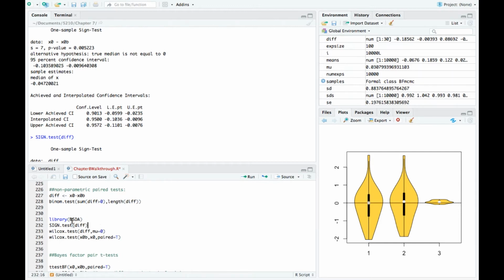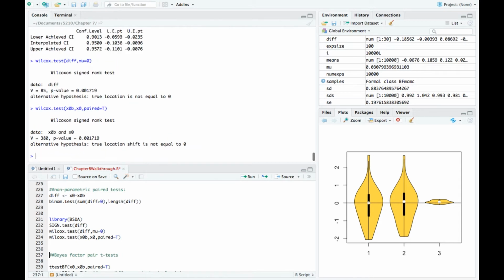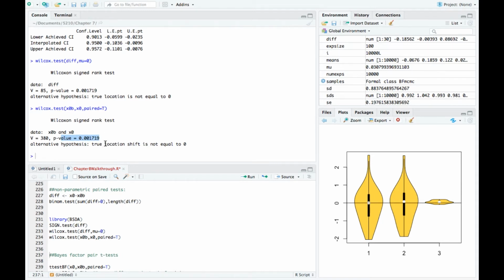For a one sample test, there's not really much you can do, but for the Wilcox test there is. But here, we can see that for the Wilcox test, the significant value is much smaller than for the sign test.